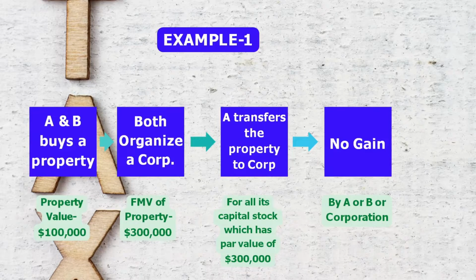So now let's understand this with an example. Let's say A and B buy the property for $100,000 and both organize a corporation when the property has a fair market value of $300,000. Now A transfers the property to the corporation for all its authorized capital stock, which has a par value of $300,000. So in this case, no gain is recognized either by A or B or the corporation.